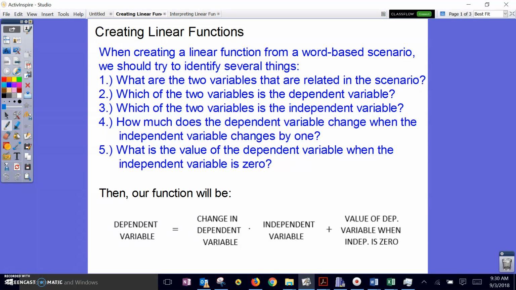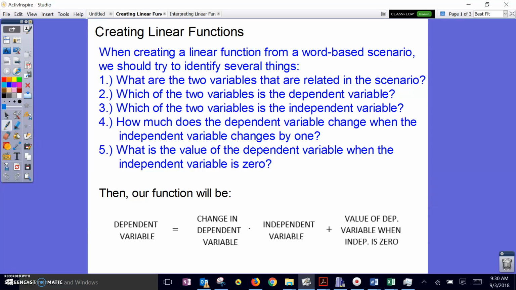Welcome back, everybody. In this video, we're going to talk about how we create linear functions from word-based scenarios, and give you a few tips on how to write functions when we have word-based problems to deal with, everybody's favorite. I've got this handy little checklist of 5 questions that we're going to ask ourselves when we're trying to write a linear function from a word-based scenario.